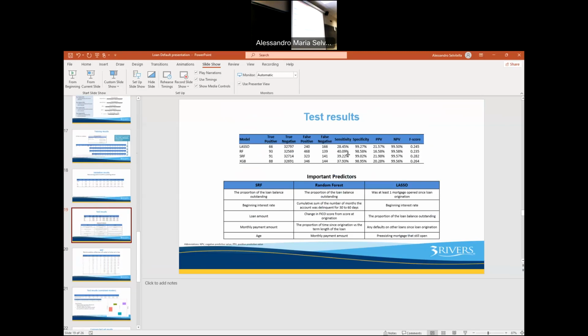Yeah, it's something to think about. I saw that with the lasso, where we didn't do the downsampling, it was more conservative, right? It's a higher proportion, more likely to predict that you're not going to default than the other model. And so it's tough.